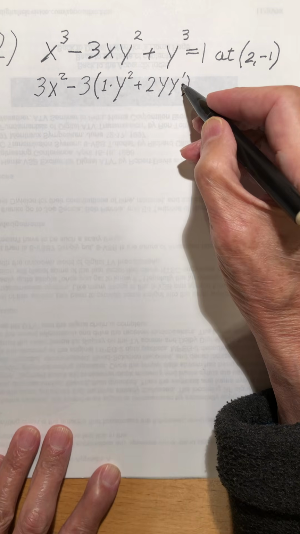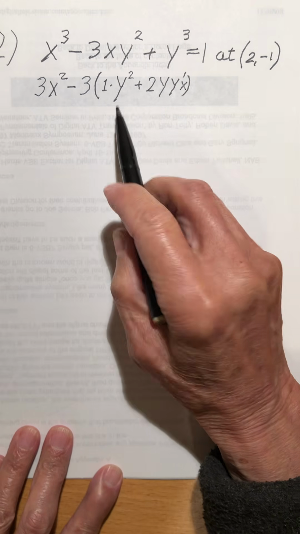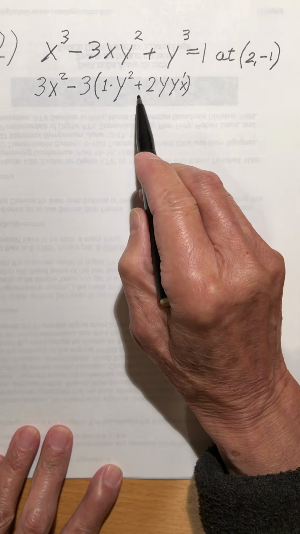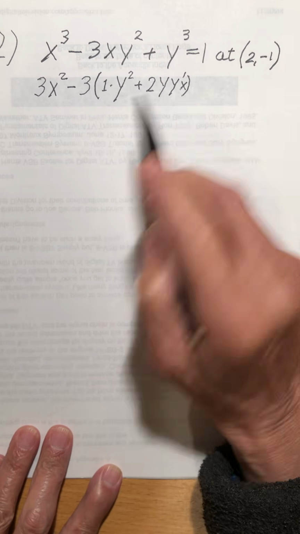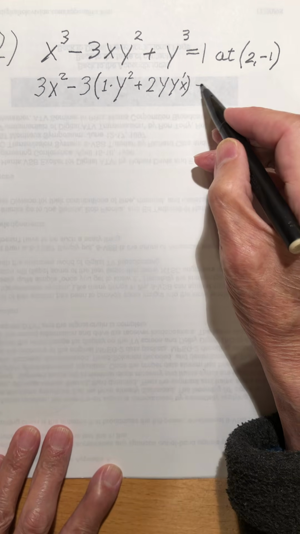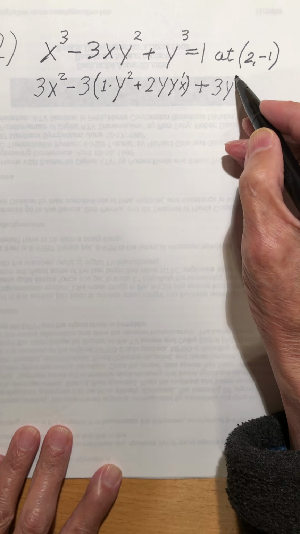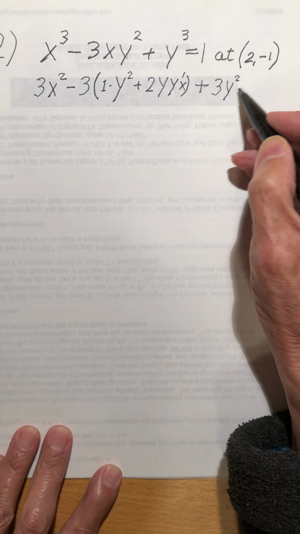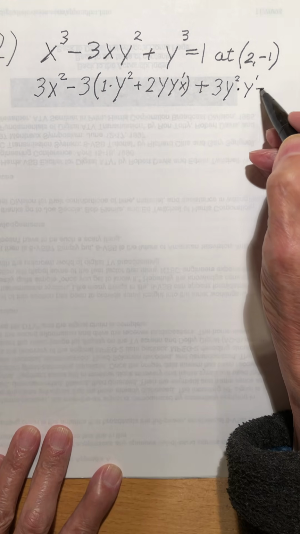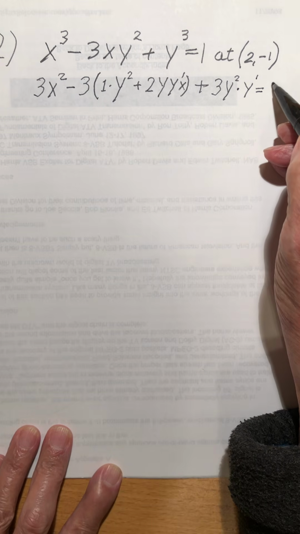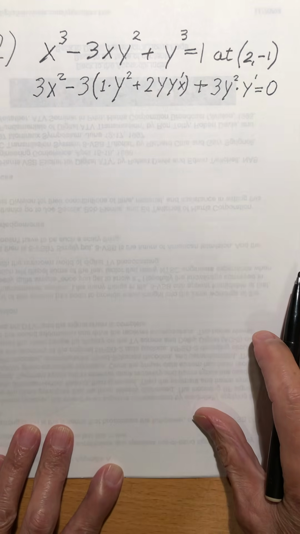u is my x. I almost forgot my u. u prime v plus v prime u. Okay. Then the derivative of this is 3y squared, that's a power rule, times y prime, equals the derivative of 1, which is just 0. So this is my derivative.